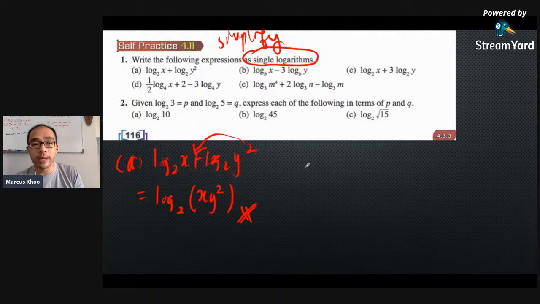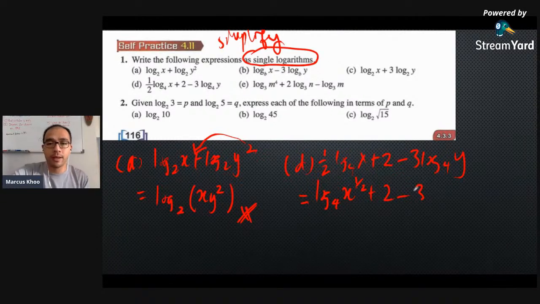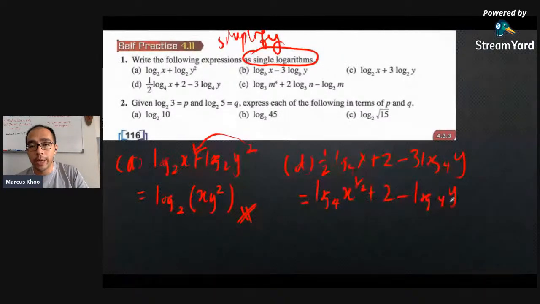Okay, how about question D? You have half log 4x plus 2 minus 3 log 4y. The first thing you need to do is, obviously, bring the half and the 3 up, because you want to make it into a single logarithm. So you shouldn't be expanding, you should be compressing it. So log 4 x to the power of half plus 2 minus, the 3 should be brought up already, so it will be log 4 y cubed.